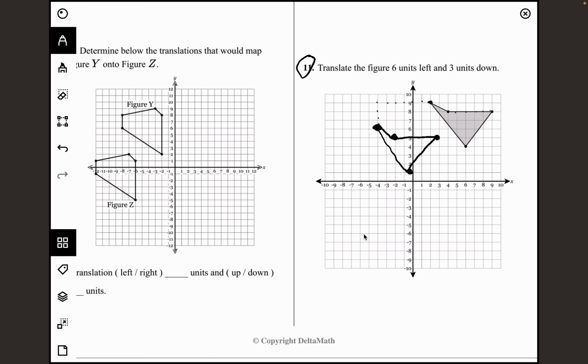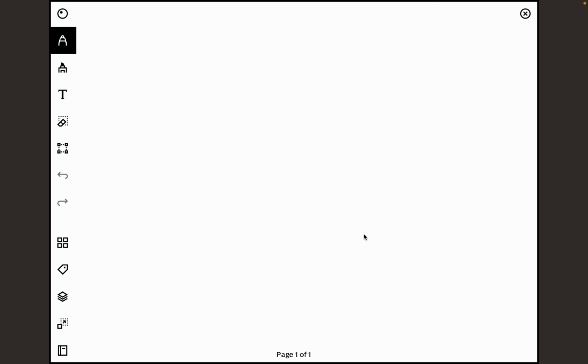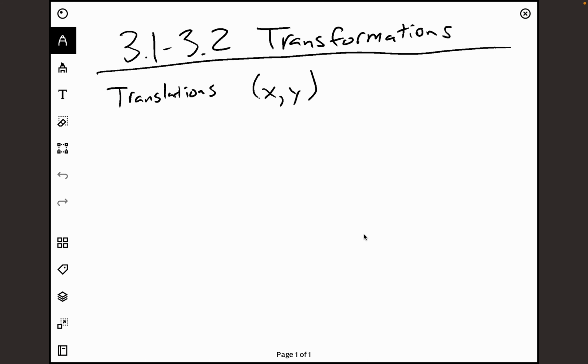Okay, do we understand that part? All right, that's translations. Do we have any questions about translations? No questions? Okay, that's it for section 1. Okay, let's move on to section 2. Okay, this is going to be reflections.